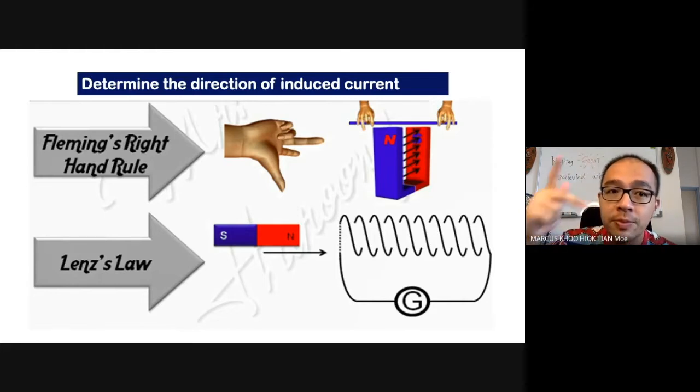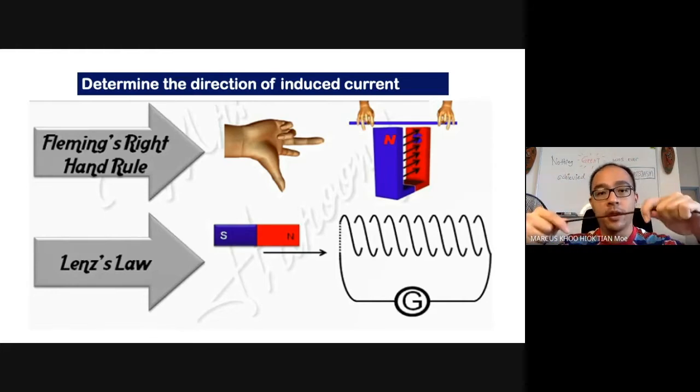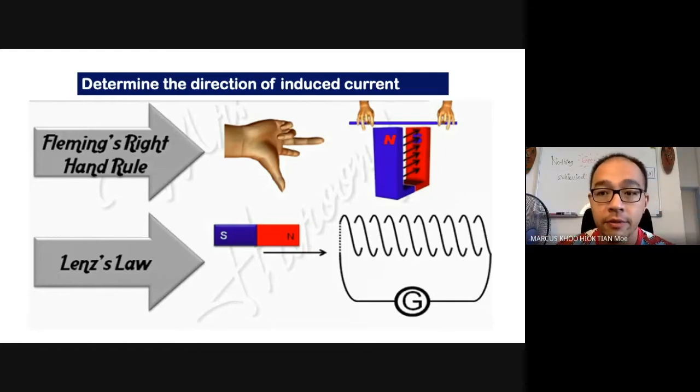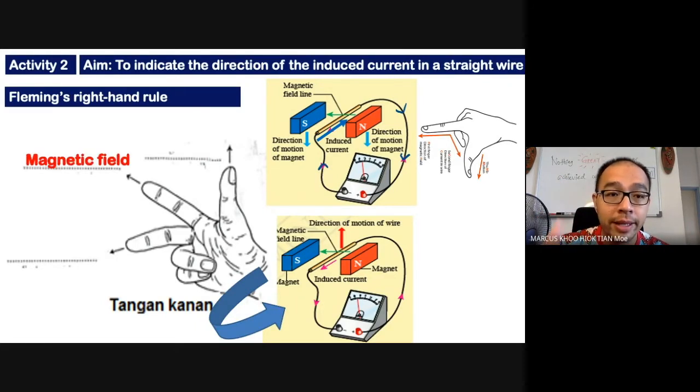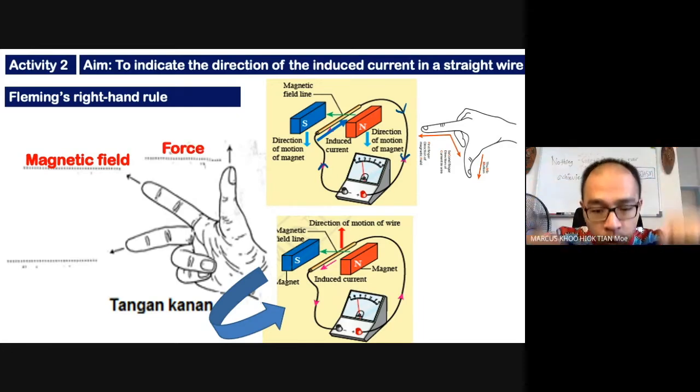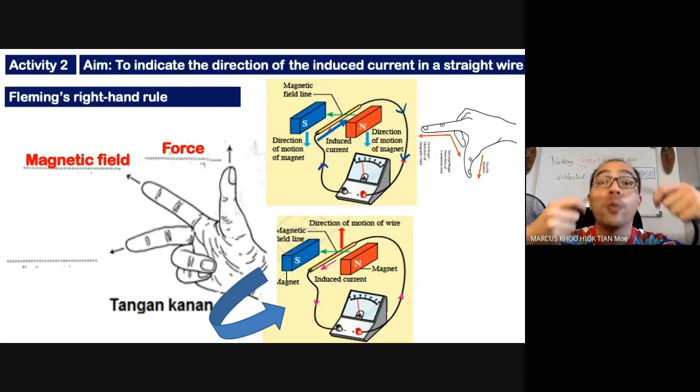So let's begin with the single wire, a single wire inside a magnetic field. For Fleming's right-hand rule, each of the three fingers indicates something. The first finger indicates the magnetic field, north here, south here. And the thumb indicates the direction of the force, whether you're cutting it downwards or upwards.